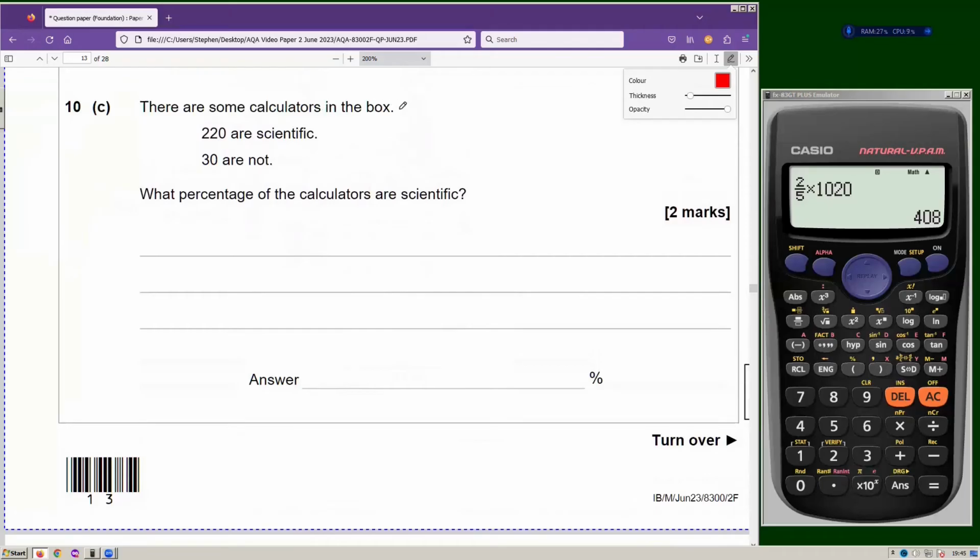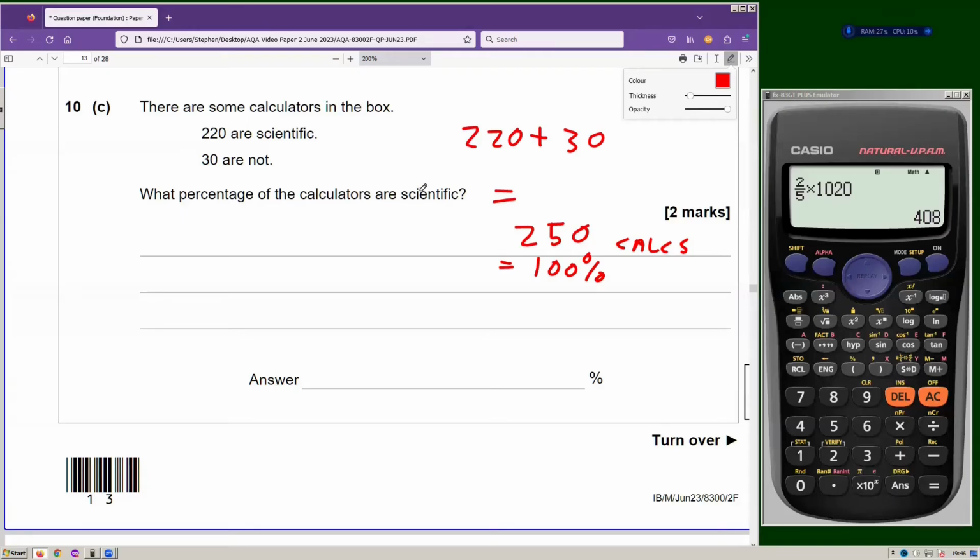There are some calculators in the box. 220 are scientific. 30 are not. What percentage of the calculators are scientific? Well, this is similar. The 100% point is all the calculators. So there's 220 plus 30 equals 250 calcs. So that equals 100%. That's our 100% point.